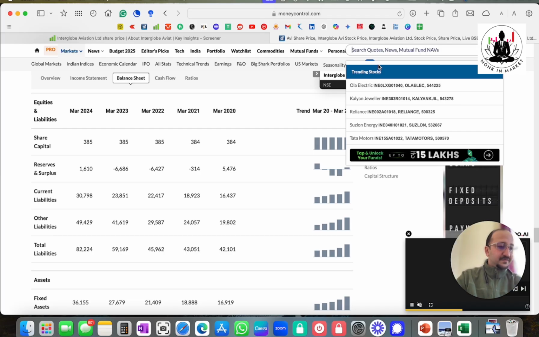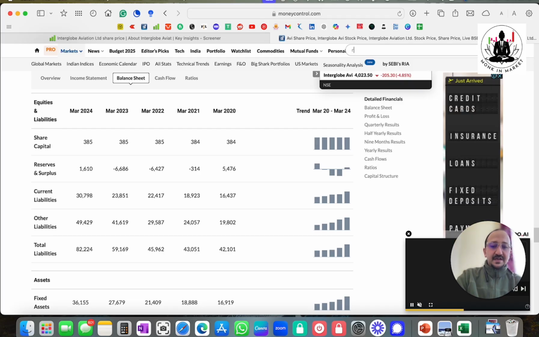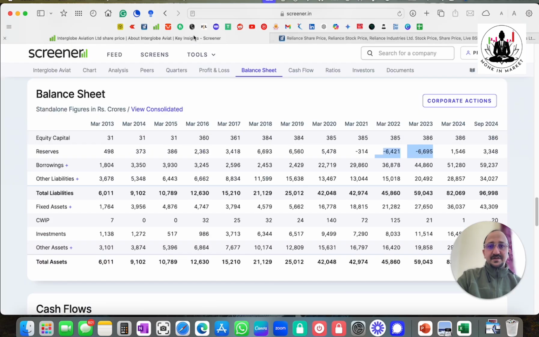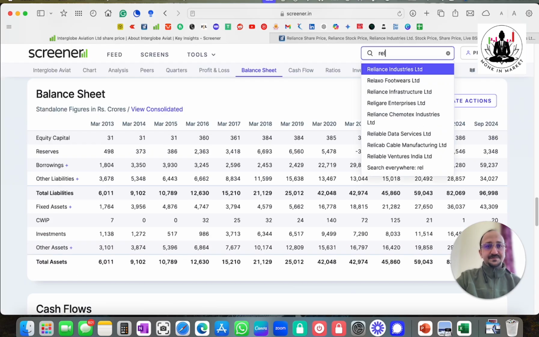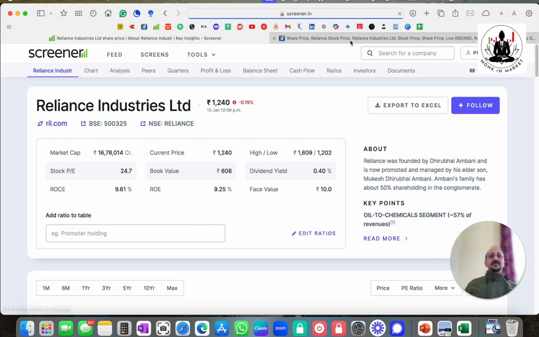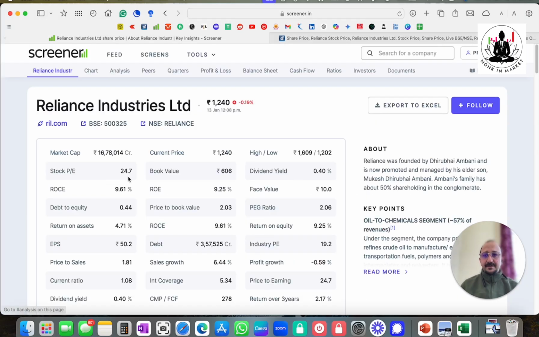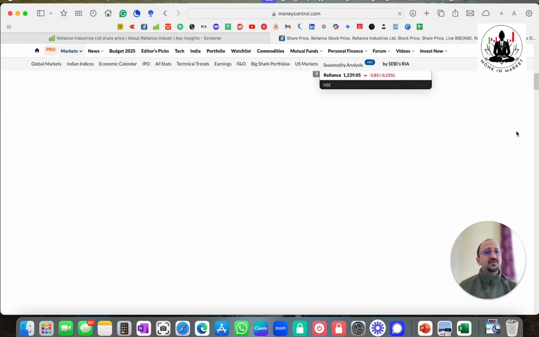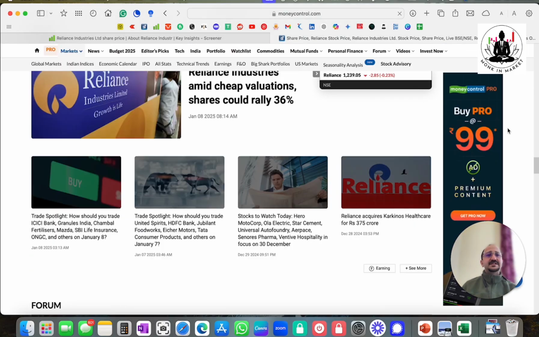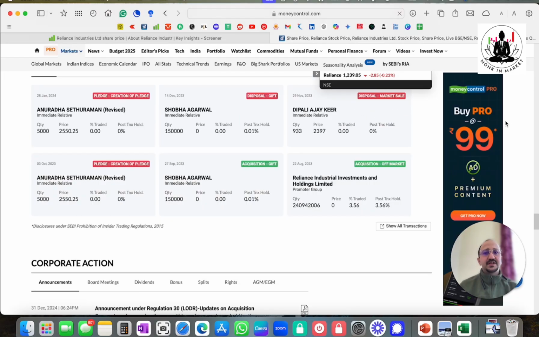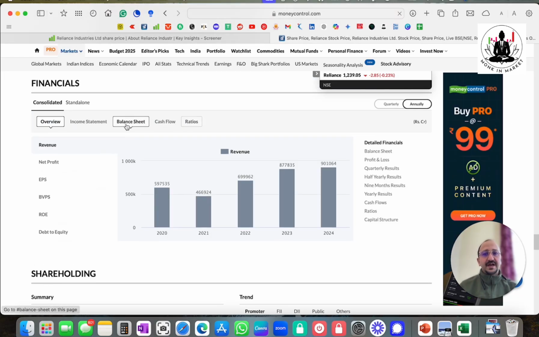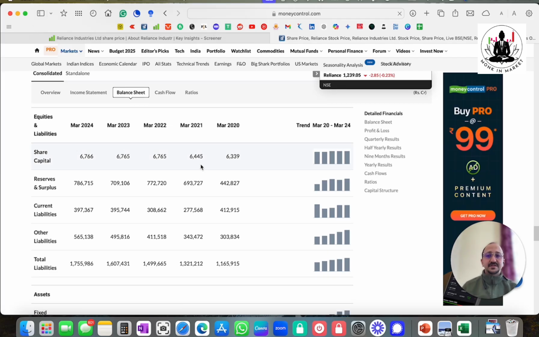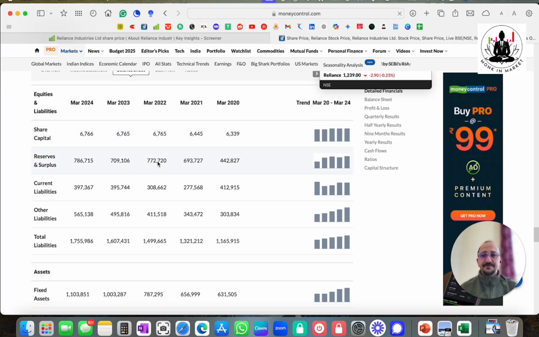Now let's go for one more example, guys. Reliance. How could we forget Reliance? Reliance Industries. Okay, so balance sheet. Guys, I want you to go through, list down your favorite companies, the companies you really like, the companies which you have a good inclination towards, and then do the research at your home itself. So let's see.